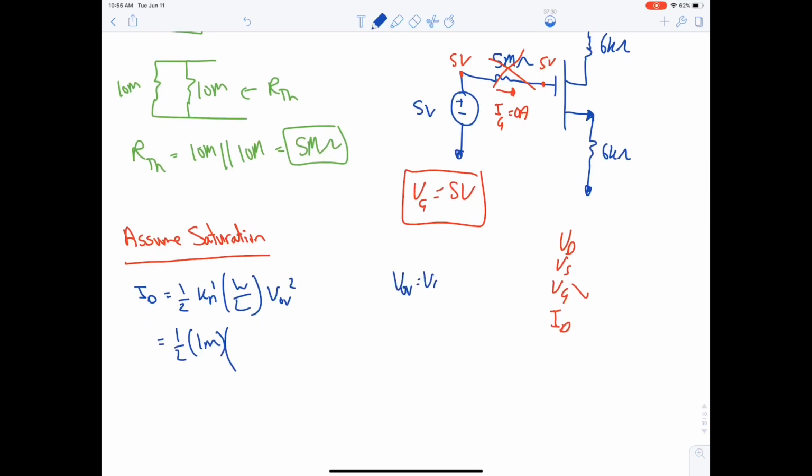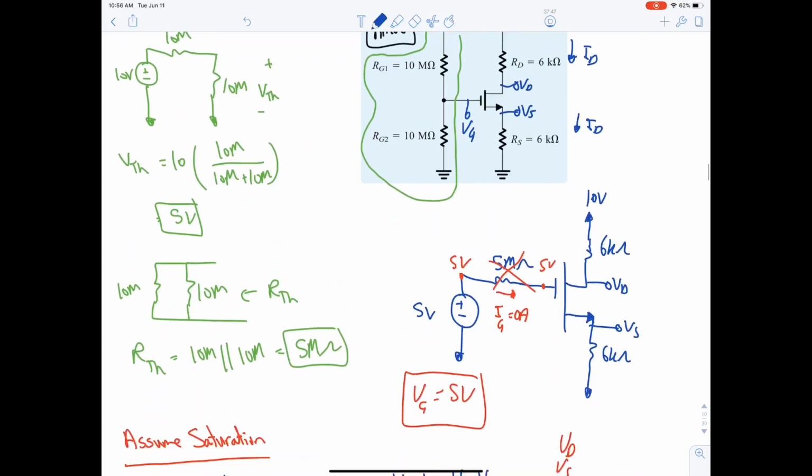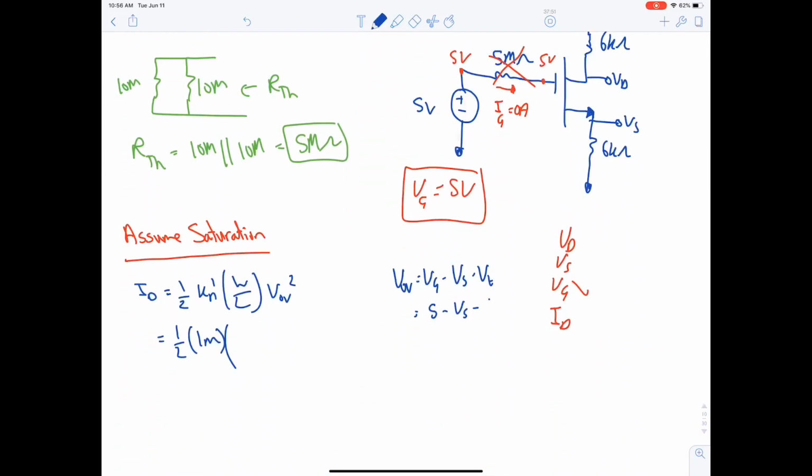VOV is VG minus VS minus VT. VG is what? 5. VS is unknown, and VD is also unknown. So let's keep it VS minus VT. VT is what? VT is 1 from the question. So this is 4 minus VS. Okay? So here 4 minus VS squared.